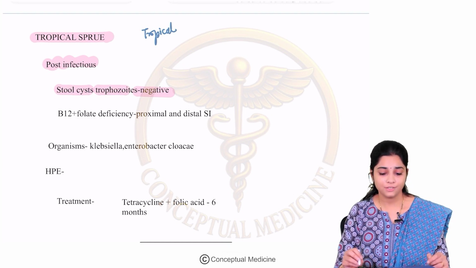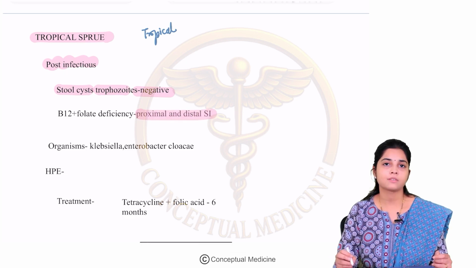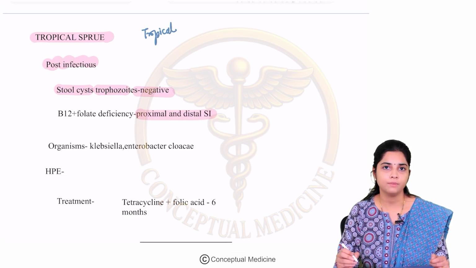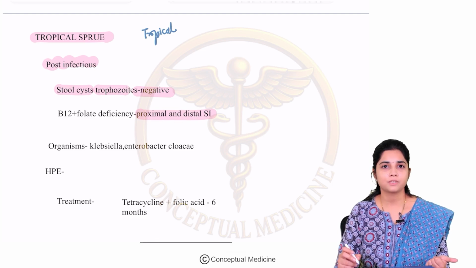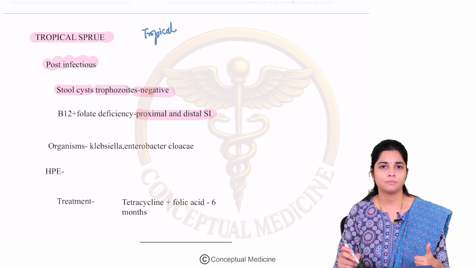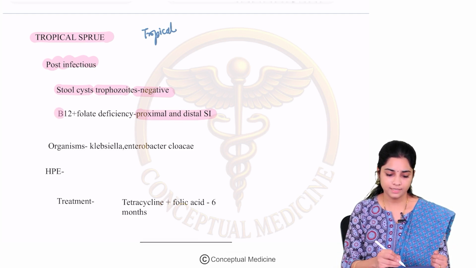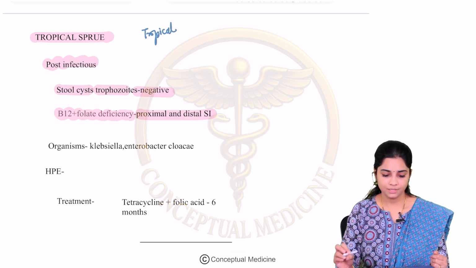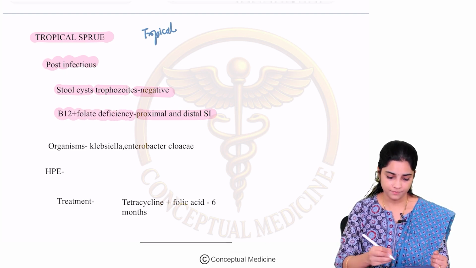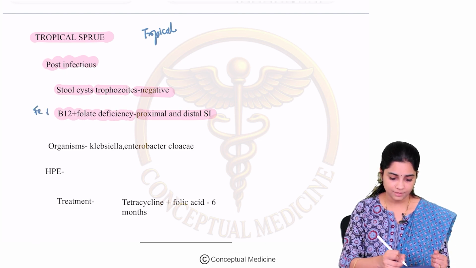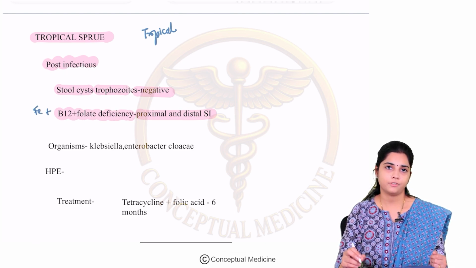So this is one condition which basically involves both the proximal and the distal small intestine. So iron is absorbed from the proximal small intestine, B12 is absorbed from the distal small intestine. So this can have both iron and B12 and folate deficiency. So this can have both iron plus B12 plus folate deficiency.